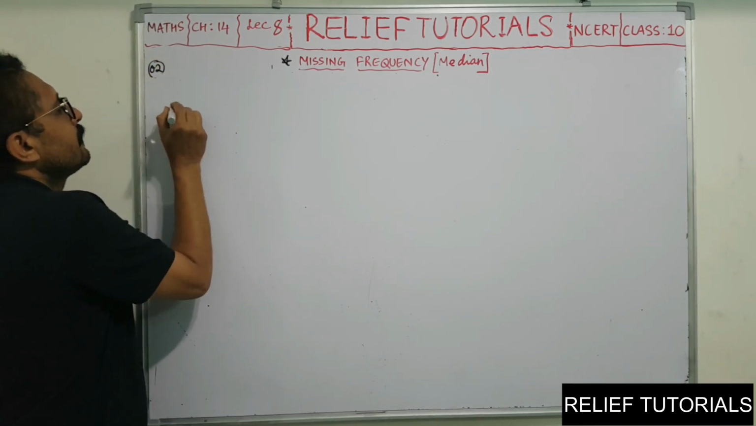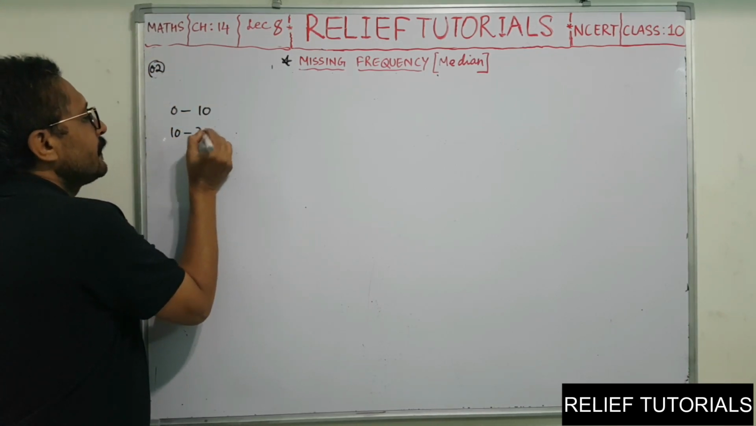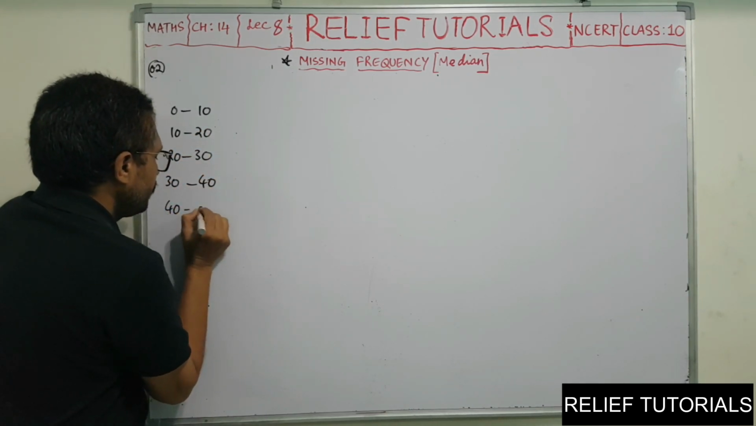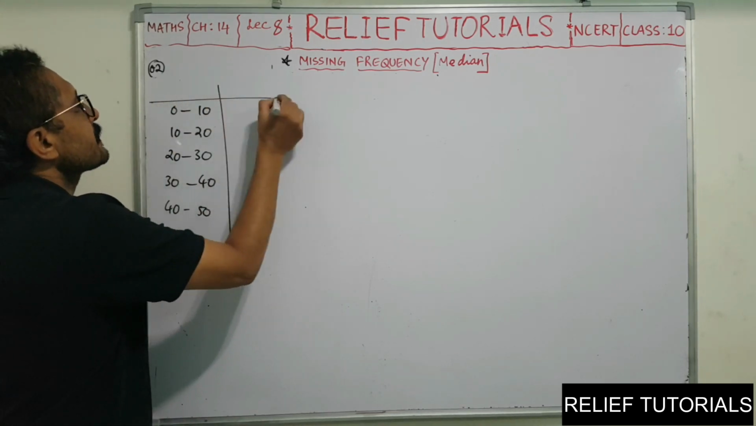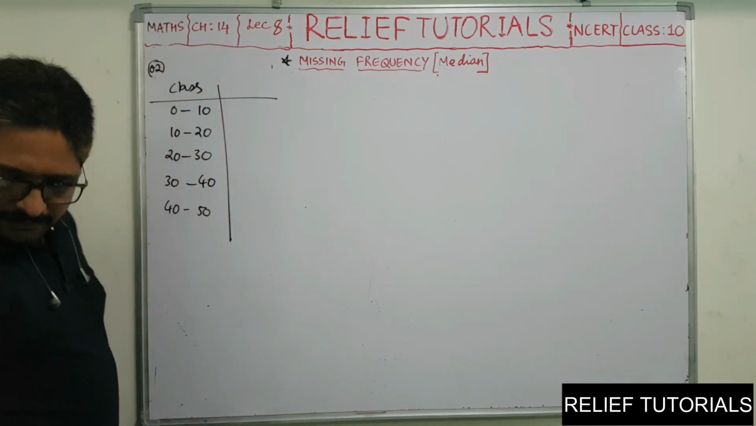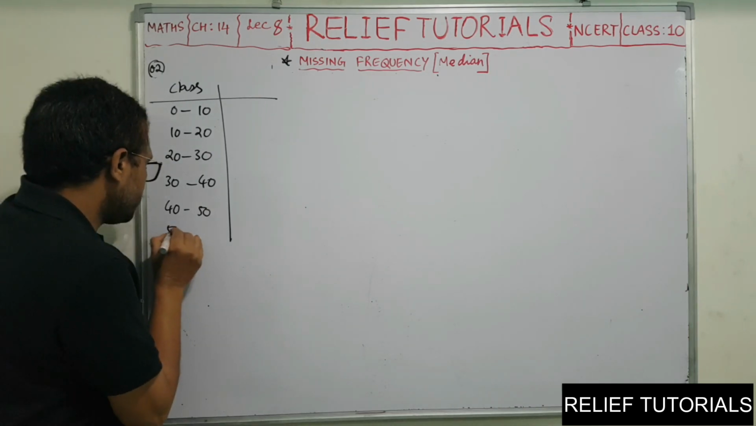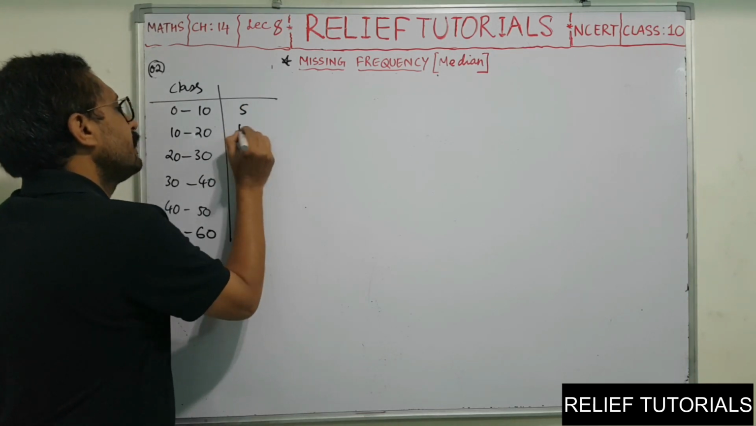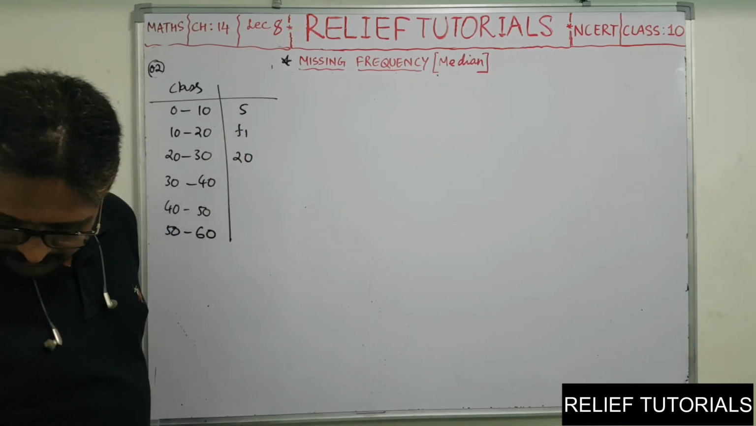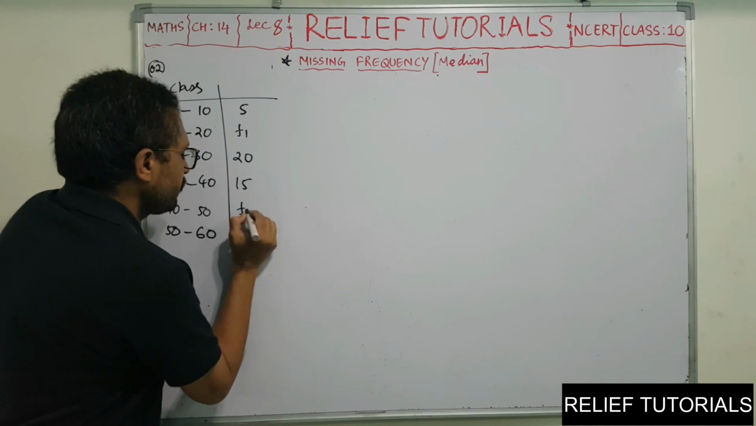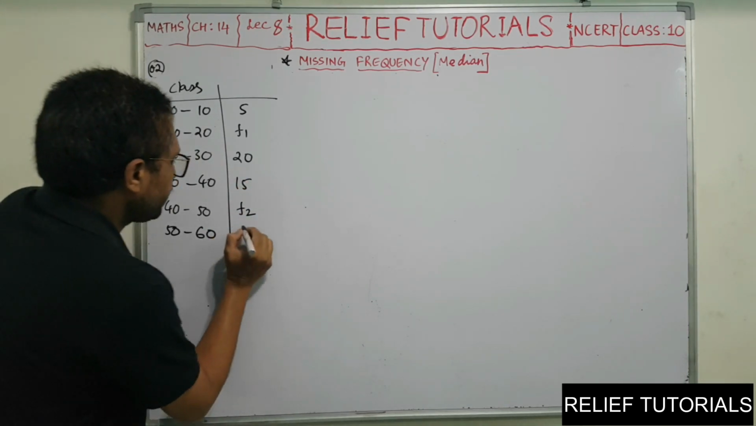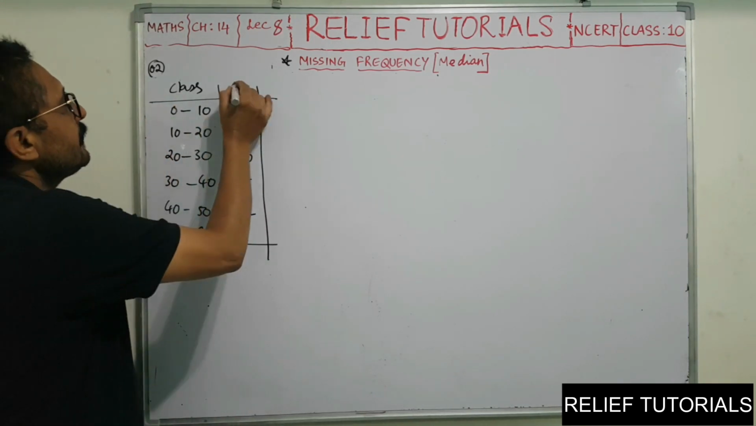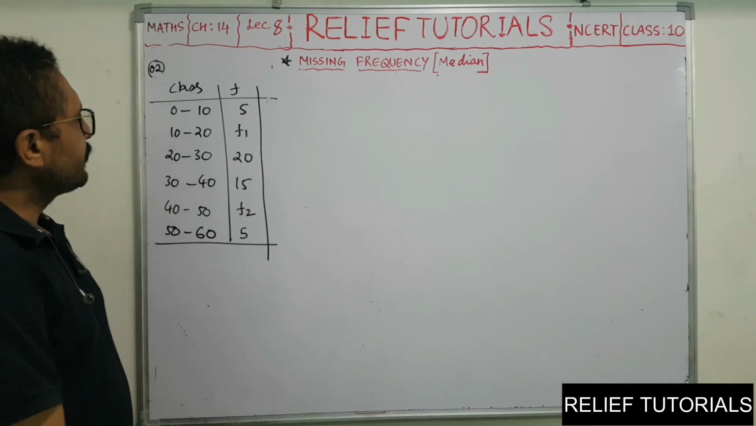Question number 2. 0 to 10, 10 to 20. See, this is one class. This is the class. And 50 to 60 also we get. Frequencies: 5, 20, 50, 5. This is the thing, frequency. So look at the problem.